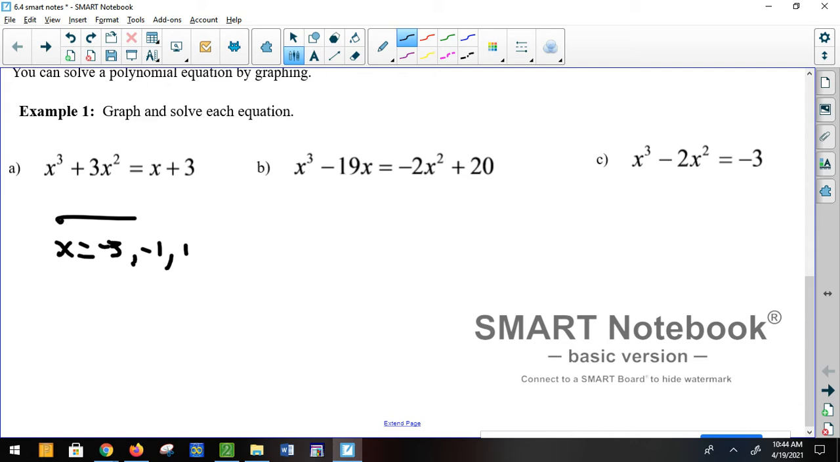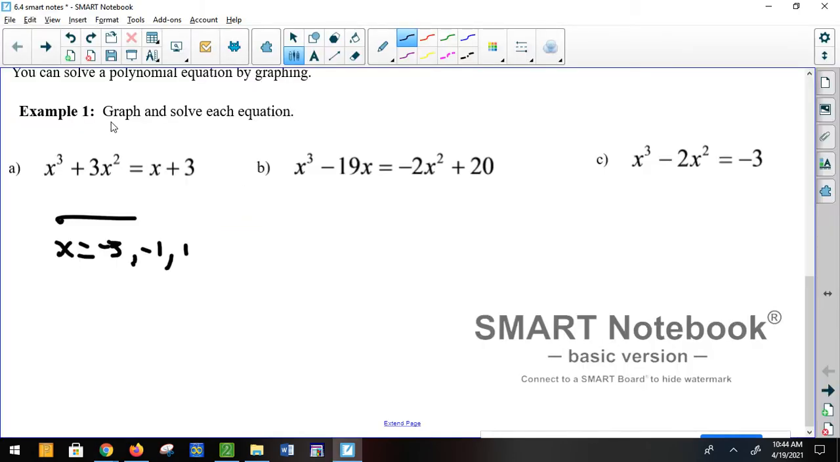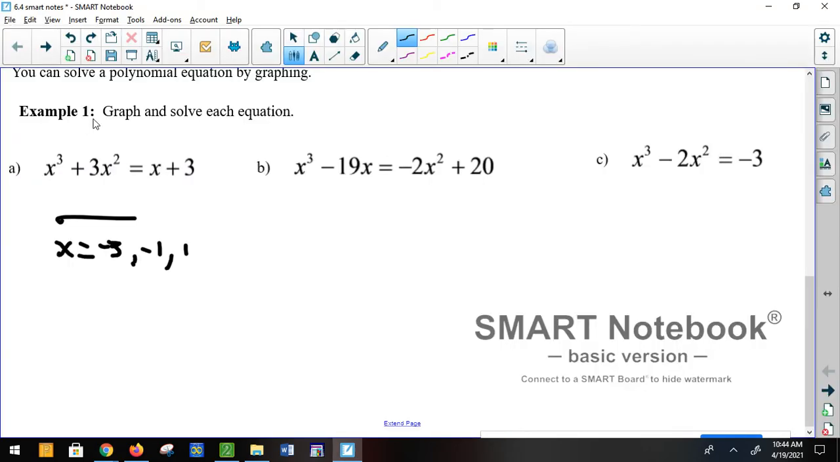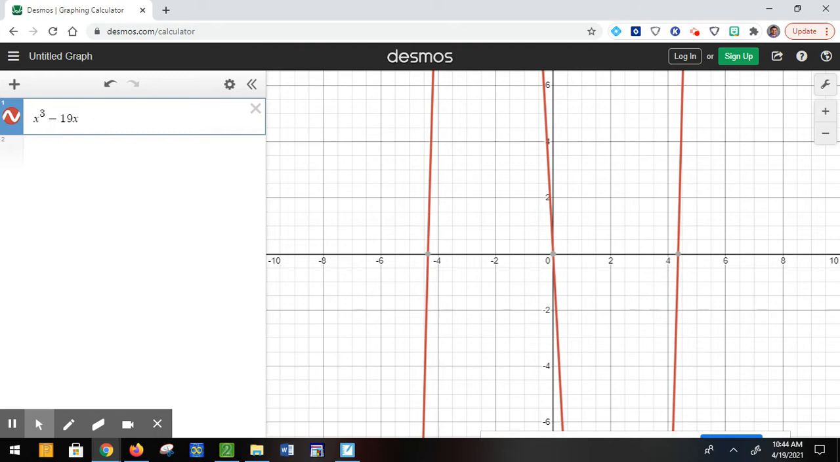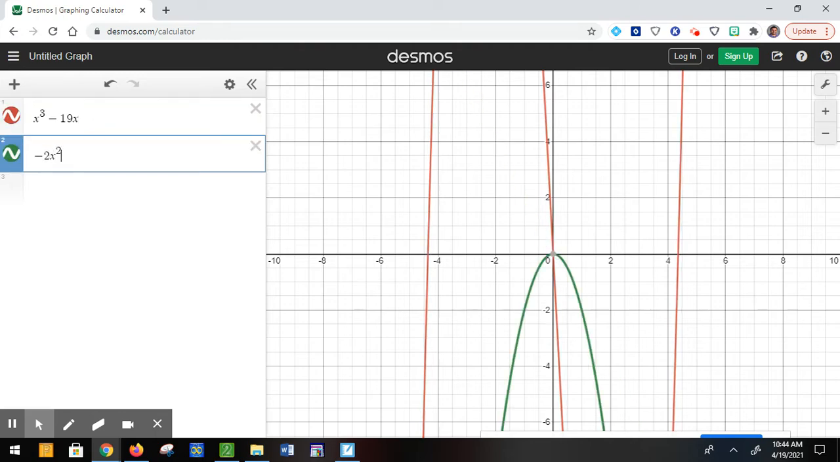All right. We'll do the same thing here with part B. So x cubed minus 19x minus 2 is equal to -2x squared plus 20. So again, I wouldn't even worry about manipulating the equation. Just graph both parts, and where they intersect is the solution. So it's x cubed minus 19x minus 2. Let's do that here. And then the other side is -2x squared plus 20.